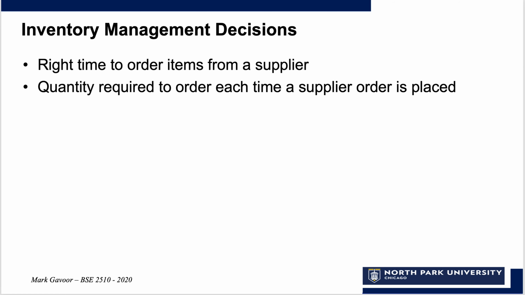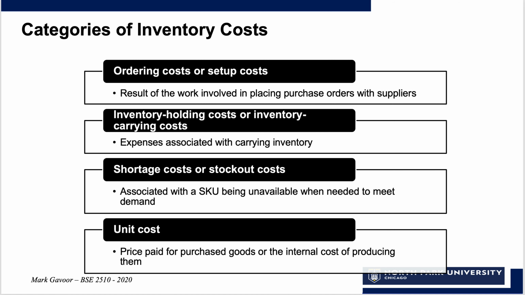So in order to have the right products at the right time, at the right place, at the right quantities, you have to be able to make these right decisions about how much to order if you're buying from a supplier, or how much to make if you're making it yourself. What should your order size be? What should your manufacturing batch size be?